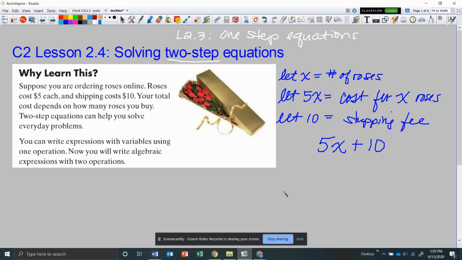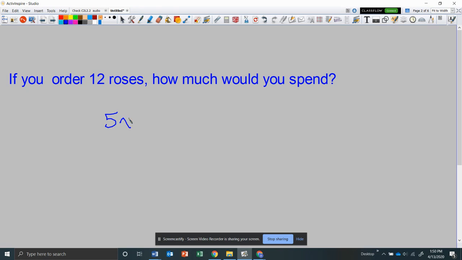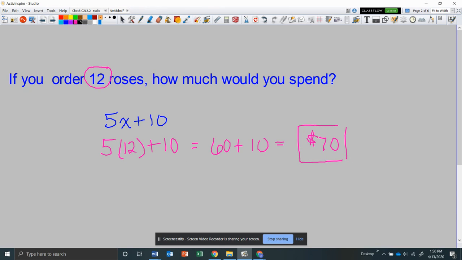should equal the total cost. Now we can actually take this 5x plus 10 and we could evaluate this if I know I'm going to order 12 roses. That means I'm going to put a 12 in the place of the x. 5 times 12 is 60 plus 10 would be $70 for the roses plus the shipping. So it's $60 for the roses, but then $10 for the shipping. I'm going to pay $70 total.